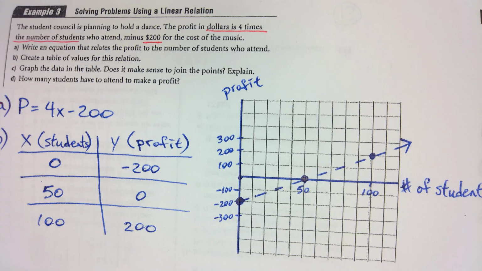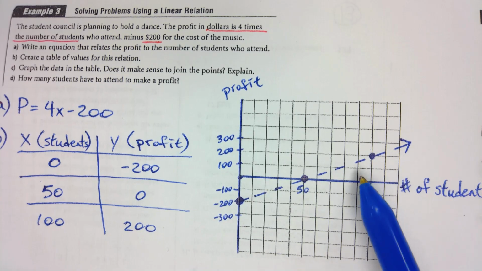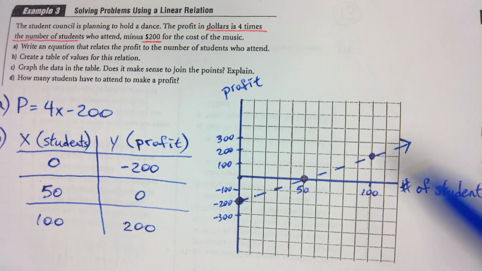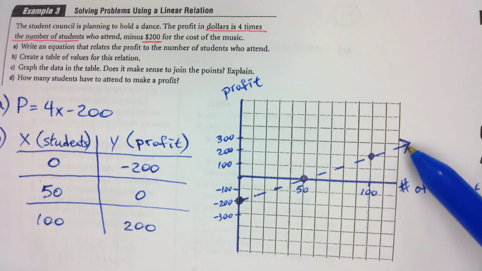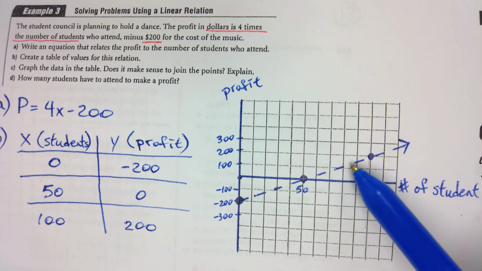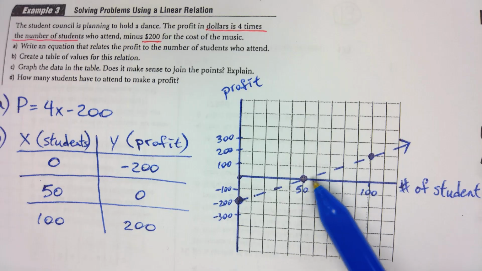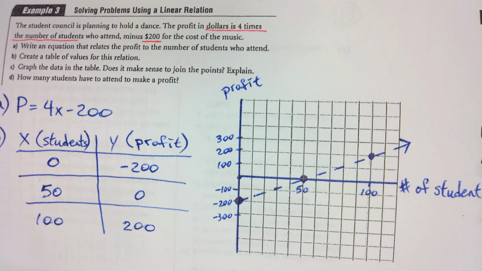How is it not a solid line? Because you can't have half a person. It could continue on. Yeah, but continuing on and dotted line are two separate ideas. So you can have a solid line that goes on forever, or you can have a line that goes on forever but is dotted, because you can't have a value of 50.5, for example.